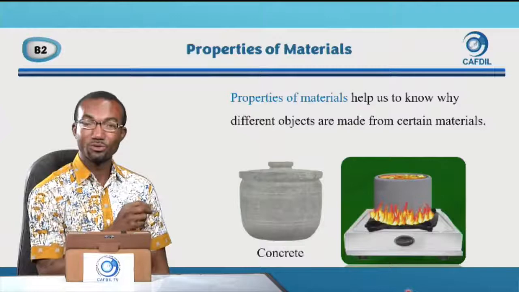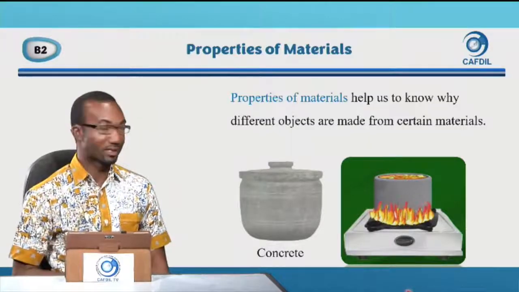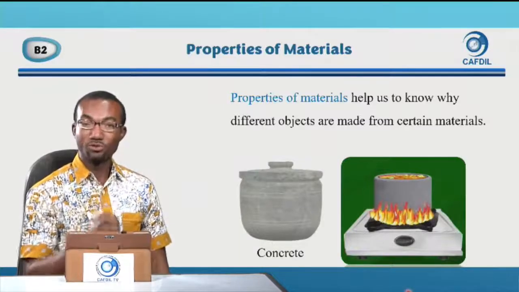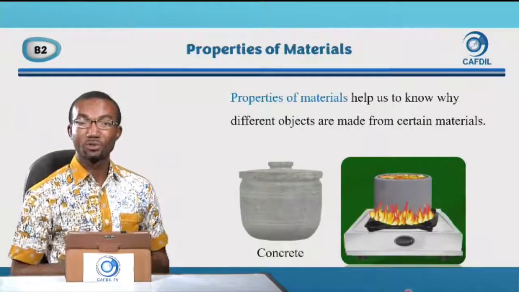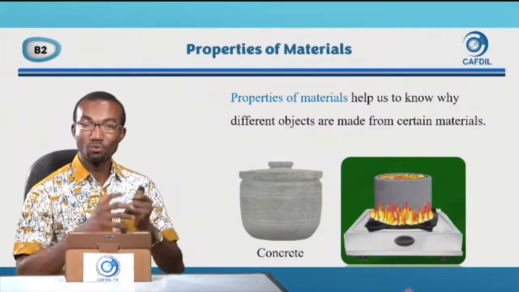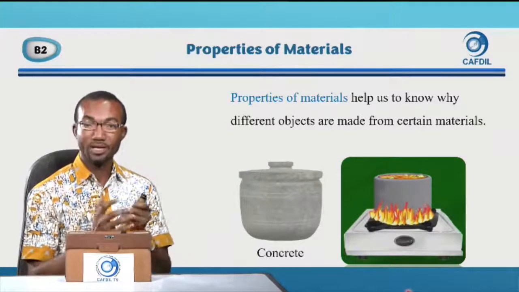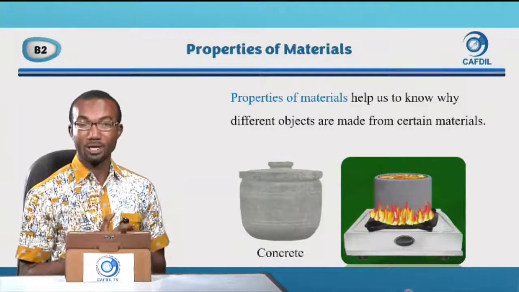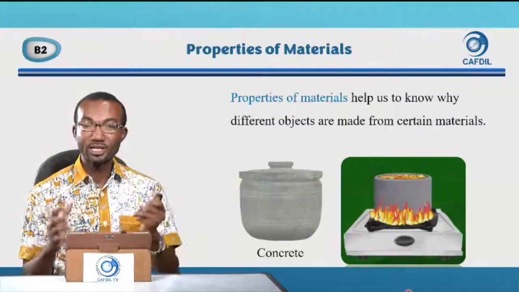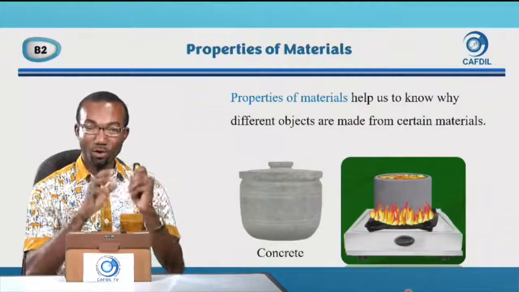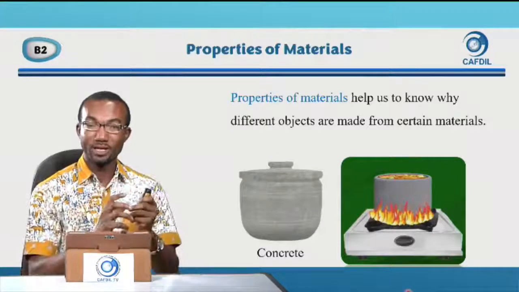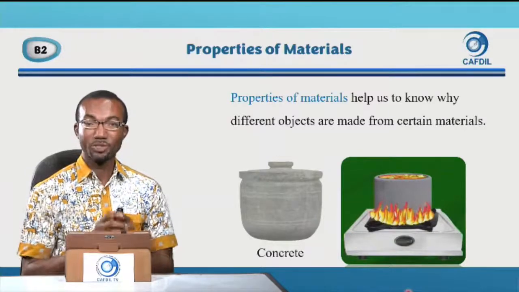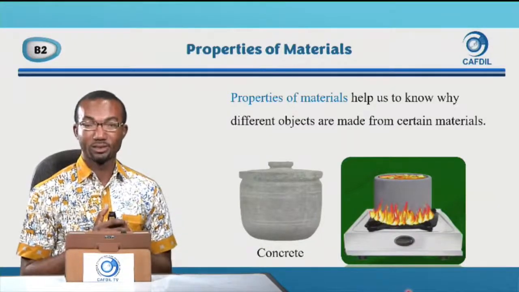And still I should have used what? Metal. That means that the property of metal makes it good to be used for cooking utensils. So when we talk about properties of materials, wood is a material, paper is a material, clay is a material, metal is a material. So if I want to make any object, children, I have to look at the object that I want to make, and then I'll choose the best material that will help me to make that object.